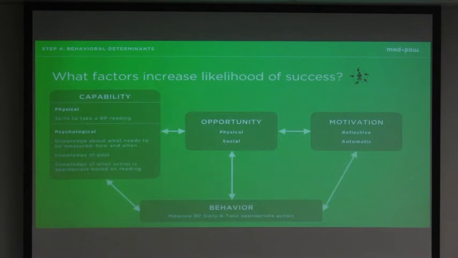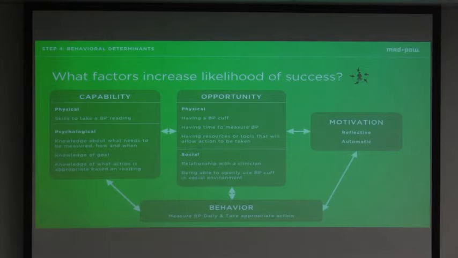More specifically, thinking about capabilities, you'll remember all the behaviors and sub-behaviors that we outlined in the example. In order for this behavior, which is to measure blood pressure daily and take appropriate action, to happen, the person needs to have skills to take a blood pressure reading. He or she also needs to know what needs to be measured, how, and when. Certainly also knowledge about the goal for the outcome, and knowledge about what action is appropriate to take, whether this knowledge comes from a clinician or from some other support system, but there needs to be knowledge that this action needs to happen.